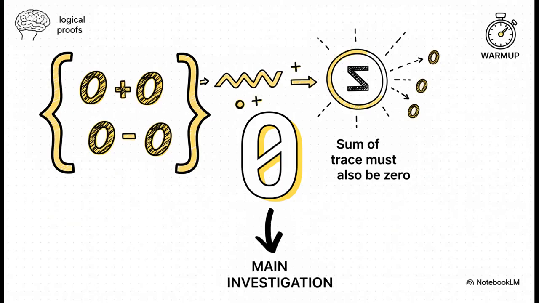But first, just a quick little consequence of what we just found. The trace of a matrix, right, that's just the sum of its eigenvalues. Well, since all of its eigenvalues are 0, the trace has got to be 0 too. 0 plus 0 plus 0, it's just 0. It's a cool little fact, but it's just a warm-up. Let's get to the main event here.